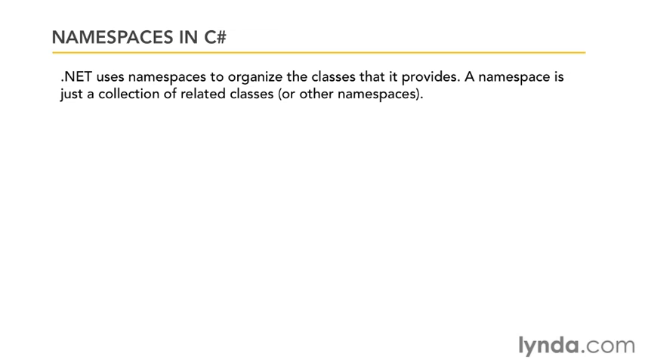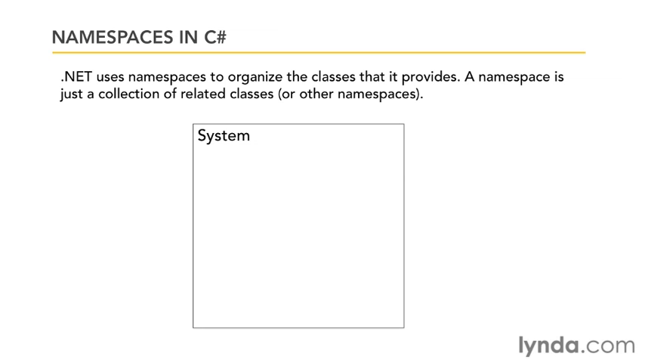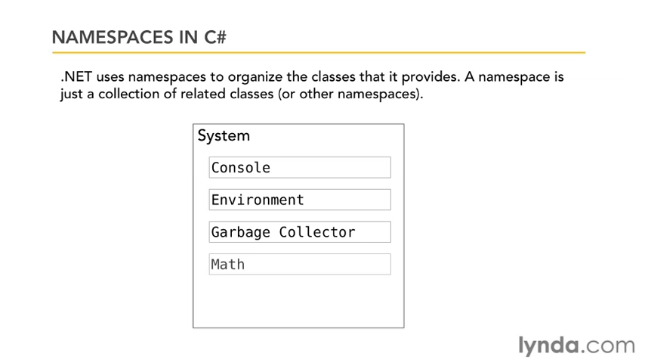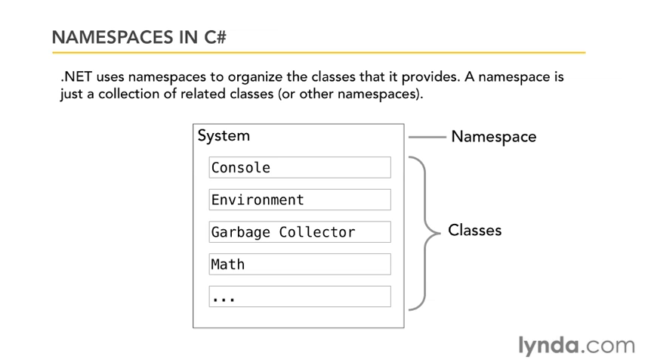And .NET uses namespaces to organize all the classes that it provides for you. Essentially, it's a way of naming related classes and other namespaces within the namespace such that you can group them together into logical formations that make sense for various pieces of functionality. And to take an example, .NET provides a namespace called System, which we will be using a lot in this course. And inside System, there will be classes such as Console and Environment and Math and so on. So each of those little boxes there represent classes, and the keyword System represents the namespace.